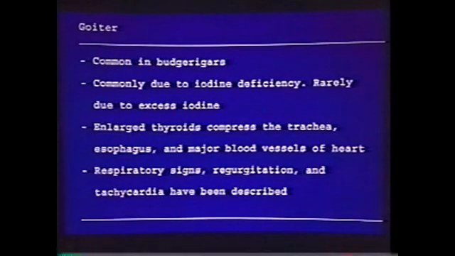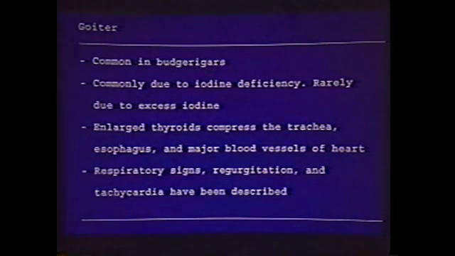In deficient budgerigars, the iodine deficiency will cause enlargement of the thyroid like this. It will start compressing the trachea, the esophagus, and the major blood vessels of the heart. So clinically there will be regurgitation, respiratory problems, and tachycardia. Excess iodine can cause similar lesions, but it's very rare to see colloid goiter. Most commonly it is iodine deficiency. Respiratory signs, tachycardia, regurgitation maybe.